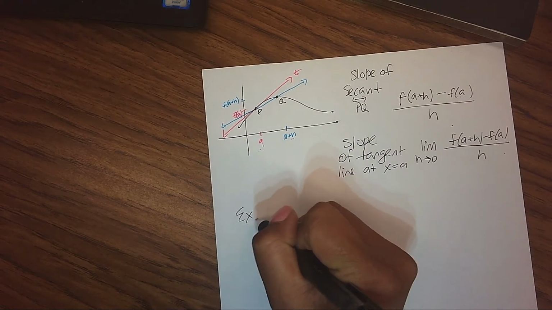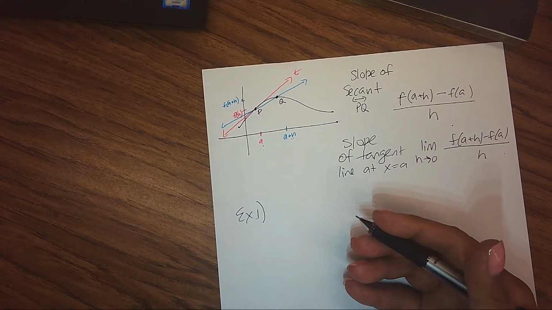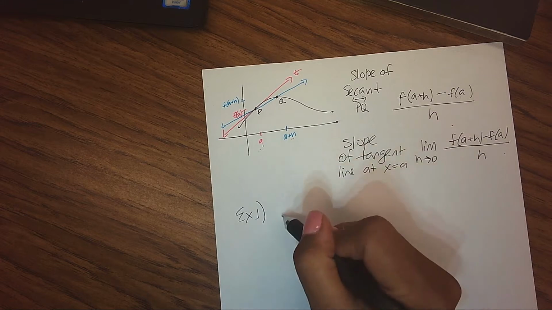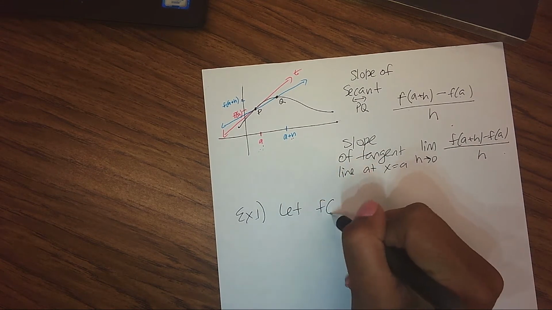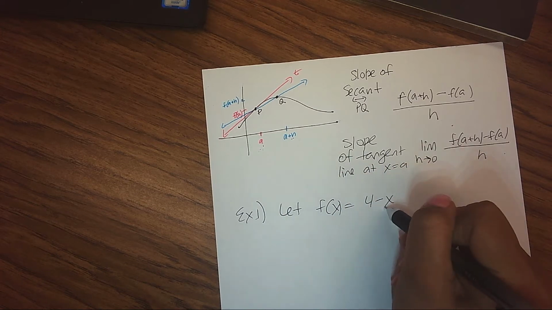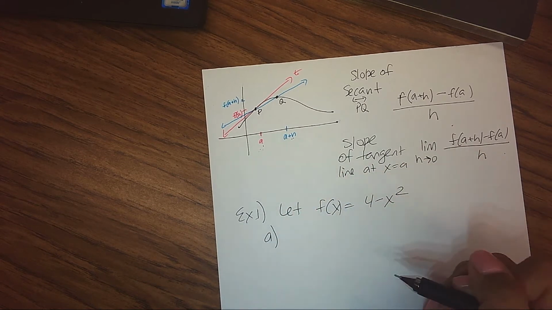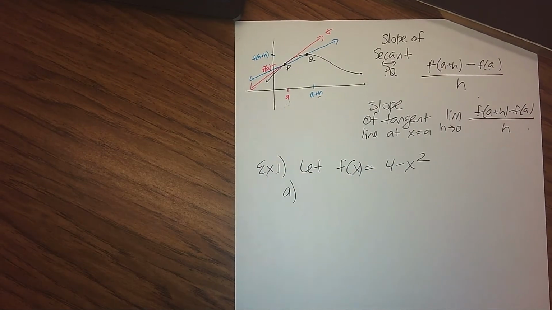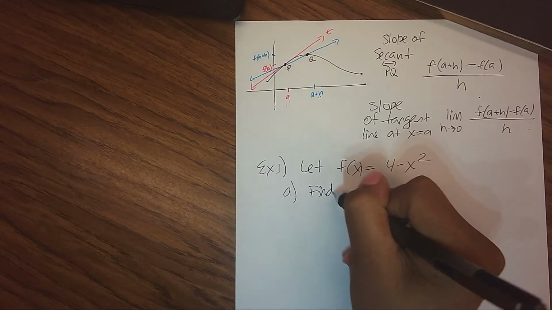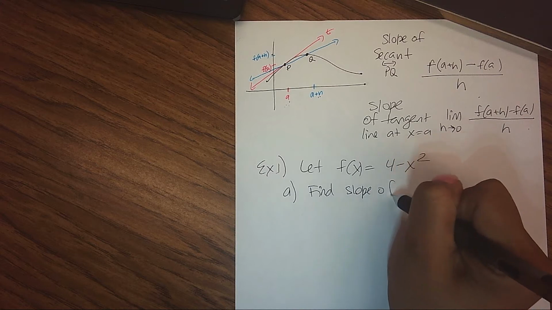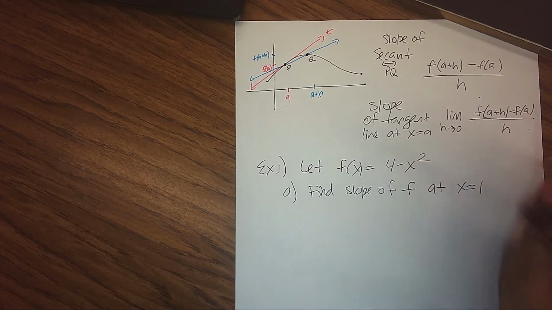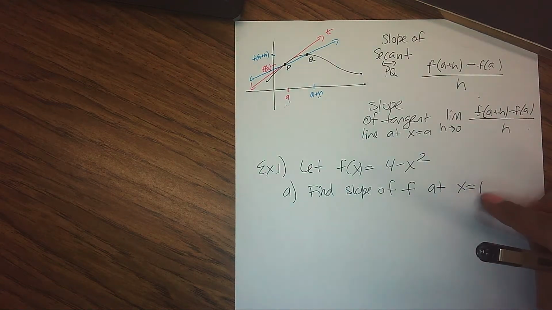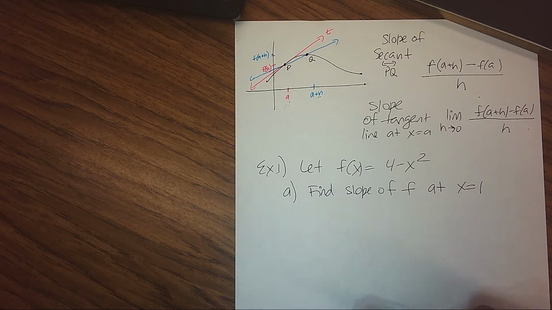Okay, so here's an example. You can pause the video and do it yourself. That would be a really good strategy. So we're going to let f of x be 4 minus x squared. And task A, our first task is, let's go find the slope of f at x equals 1. I know you used 1 in class and I'm using 1 again, so I think we'll be okay. So let's do task A and then I'll show you what task B is.